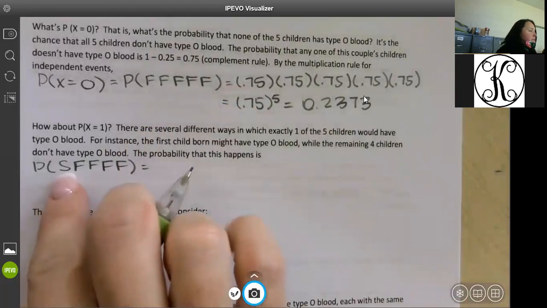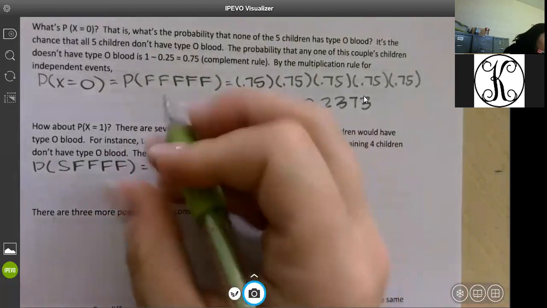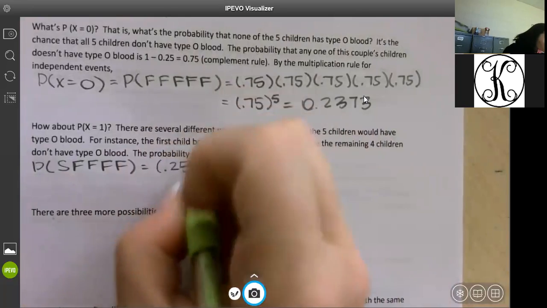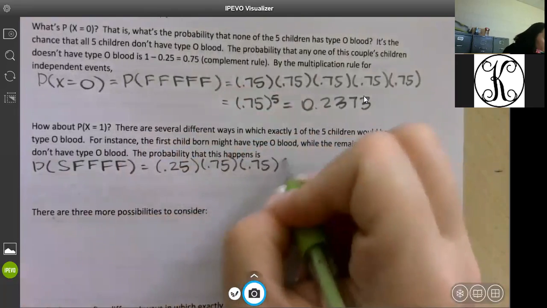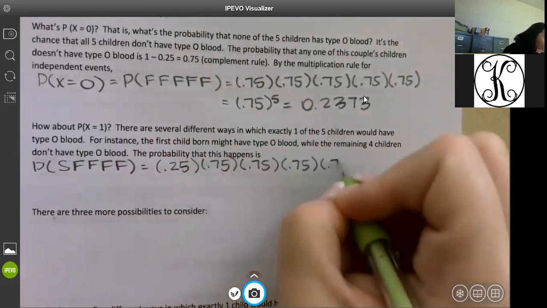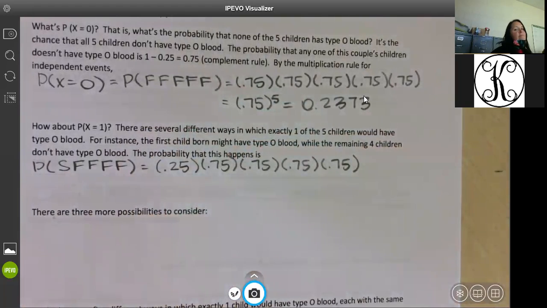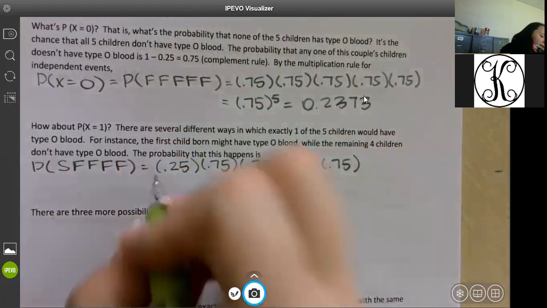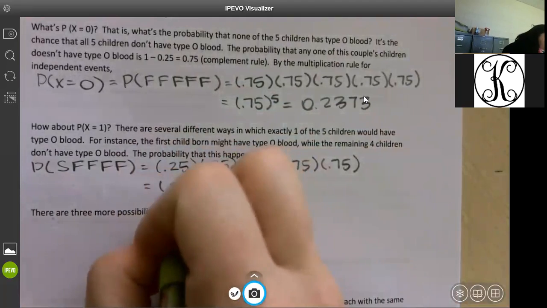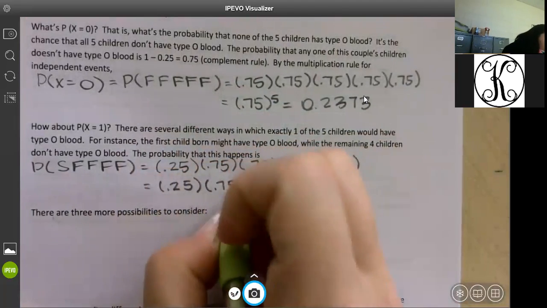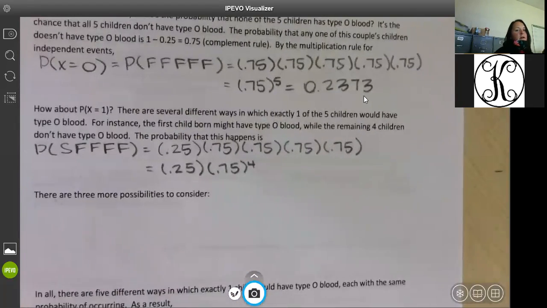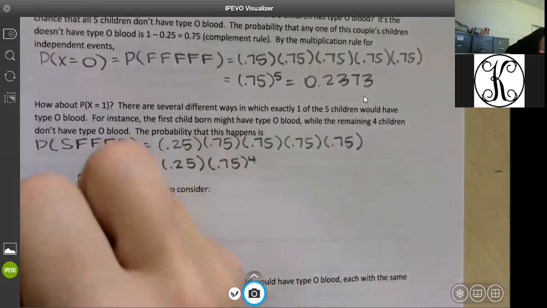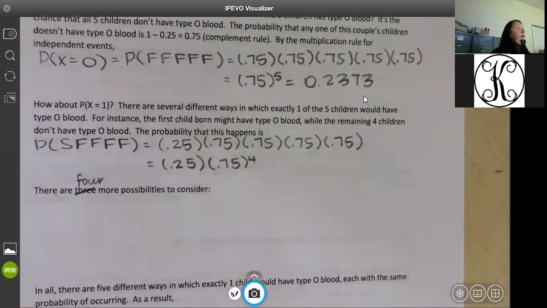So what's the probability of a success? And then there are 4 failures. So another way to write this is 0.25 times 0.75 to the 4th. And then I kind of skipped a line there. There's actually 4 more possibilities to consider. You're just moving that S down the line.